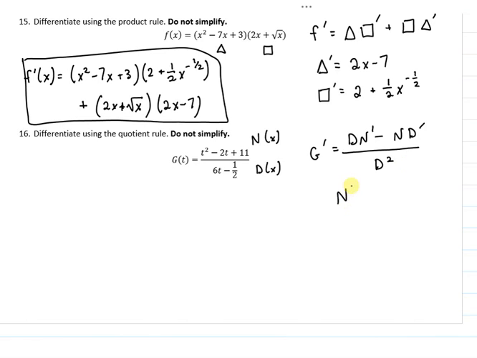So my n prime is 2t minus 2. My d prime is 6, so this isn't too bad. Now I can write my whole thing.